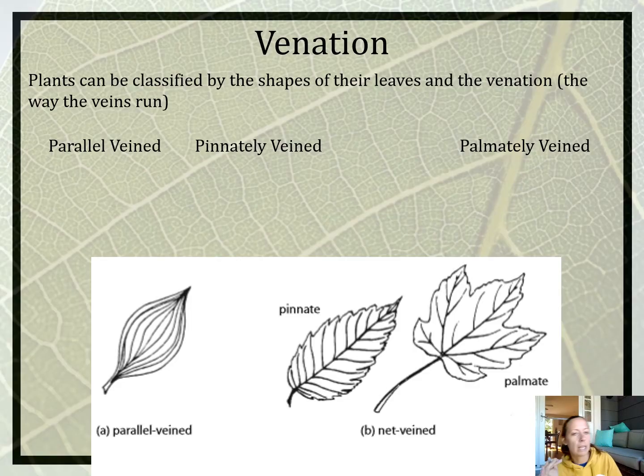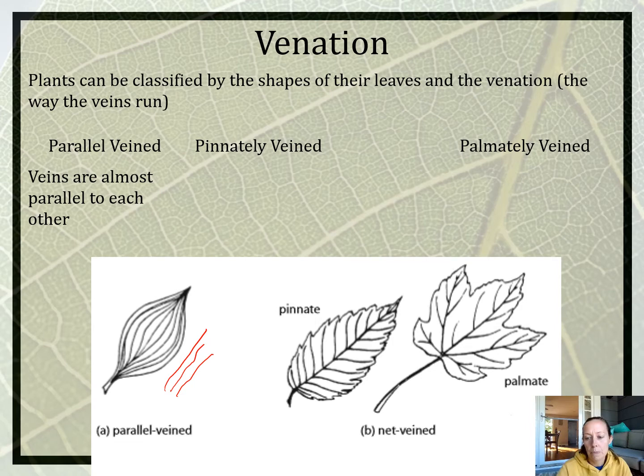So the first thing that we can use is venation, which would be like the veins that run through a leaf, right? So there's three different types of venation. There is parallel venation, which is this bottom one down here where the veins are going to run kind of parallel like this to each other, all right? So the veins are almost parallel to each other.